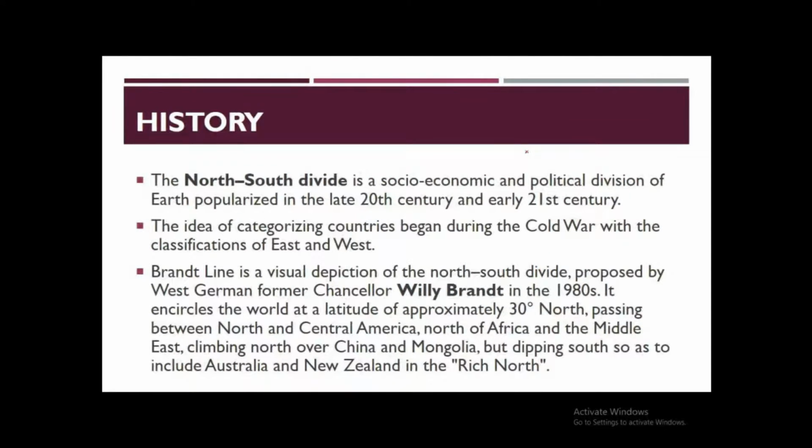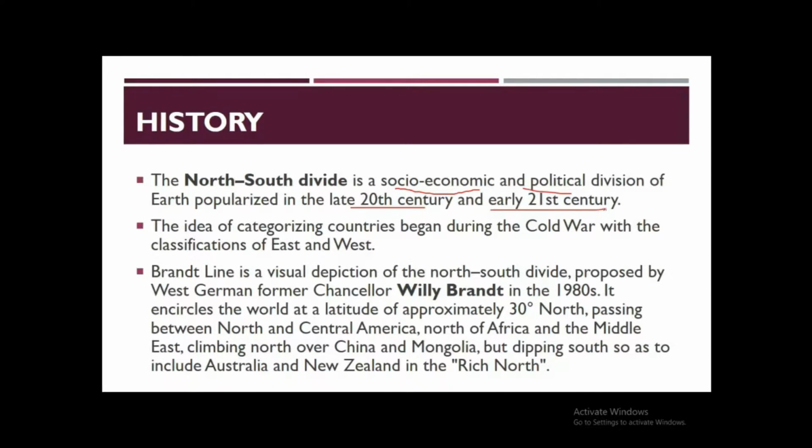Let's start with the history. The North-South divide is basically a division on the basis of the socio-economic and political status of any state. And this idea of North-South division was popularized in the late 20th century and early 21st century.